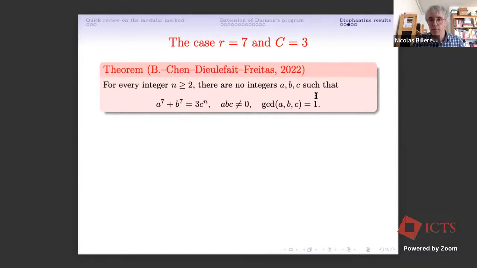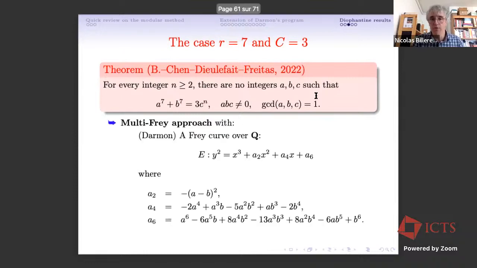For the proof of that theorem, we are actually using what we call a multi-Frey approach, after terminology introduced by Siksek and Bugeaud and Mignotte. Multi-Frey approach means that we are going to use several Frey objects, and in this specific case, there will be 3. First, we will be using a Frey curve over Q, whose construction is due to Darmon. I have displayed the equations here, not really important, but you can see it's quite explicit. So there will be this elliptic curve over Q.